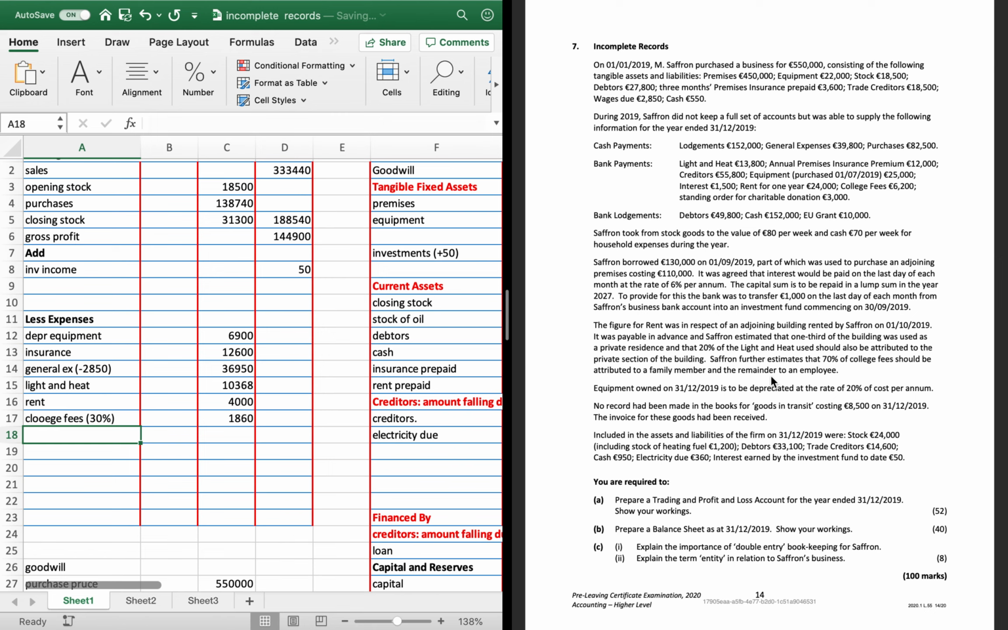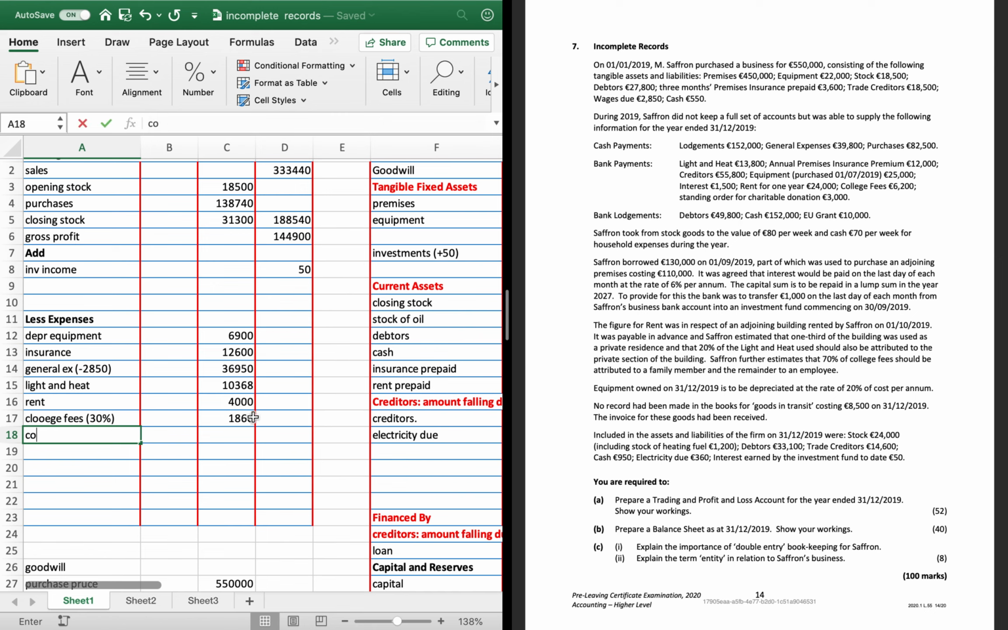All right, so that's our college fees done. Now, often you'll see the college fees and the general expenses lumped together. I never do it that way, but you might see that in some of your answers.